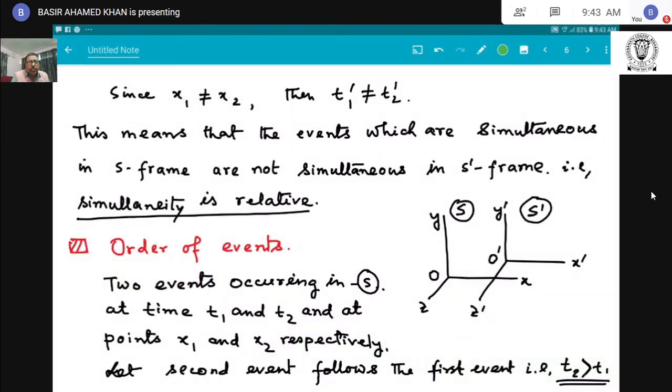Here, we consider two events occurring in the S frame at times t1 and t2 and at points x1 and x2 respectively. Let the second event follow the first event, that is, t2 is greater than t1.